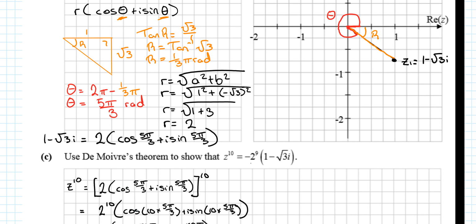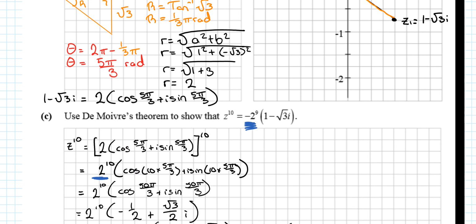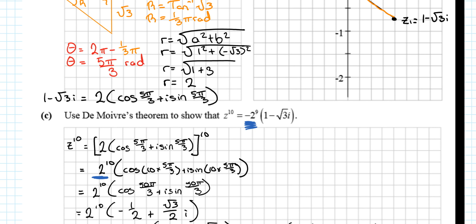Now, because we want to show it's minus 2 to the power of 9, I'm probably not going to multiply this out. I'm just going to leave that 2 to the power of 10 there. I'm going to multiply the 10 by the 5 pi over 3 to get 50 pi over 3. And I'm going to continue and put cos of 50 pi over 3 into the calculator, and it gets you minus a half and root 3 over 2.